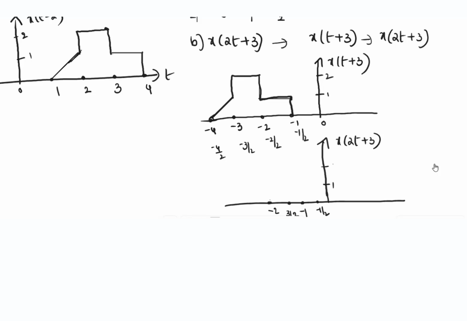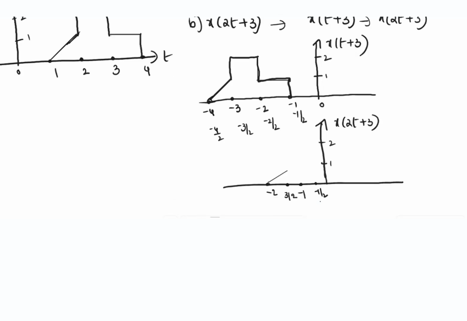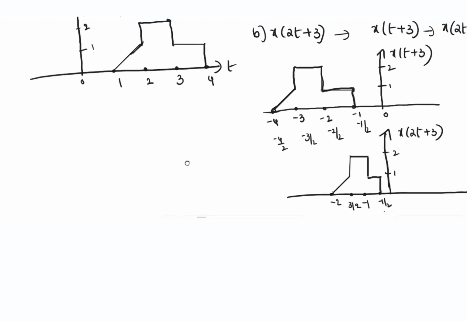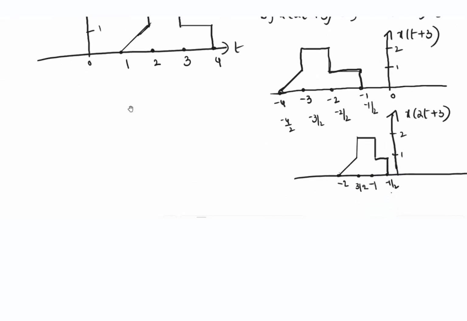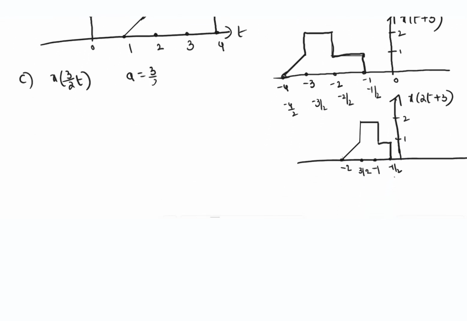So for the amplitude, no change. Ramp, then step. Signal, x of 2t plus 3. Okay. Now when the scaling factor is greater than 1, you'll get compression. The next point is x of 3 by 2 into t. So here also the scaling factor is 3 by 2, which is greater than 1, so you'll get compression.